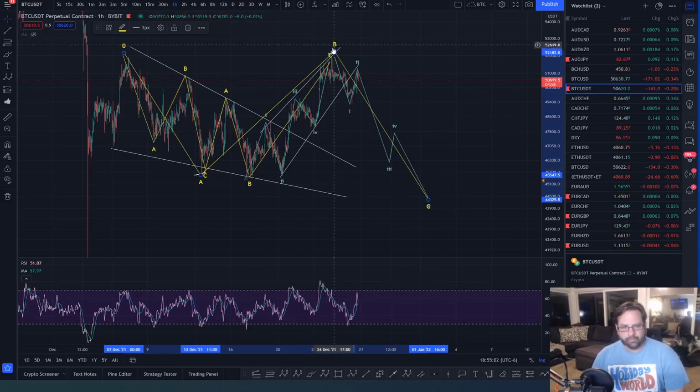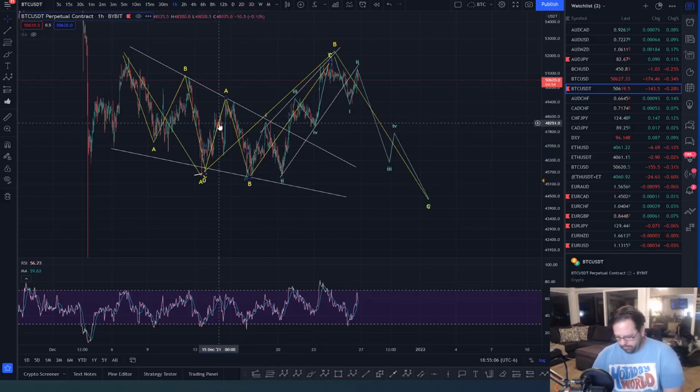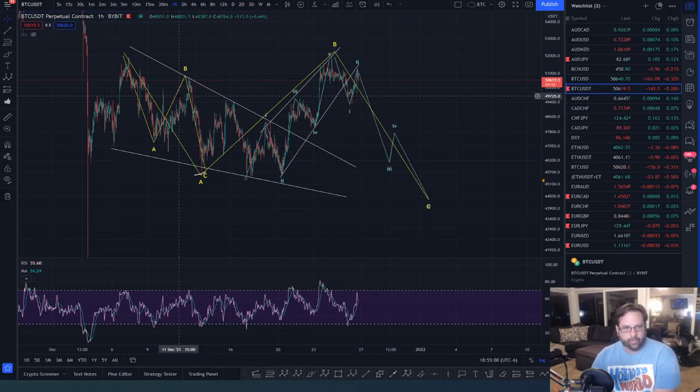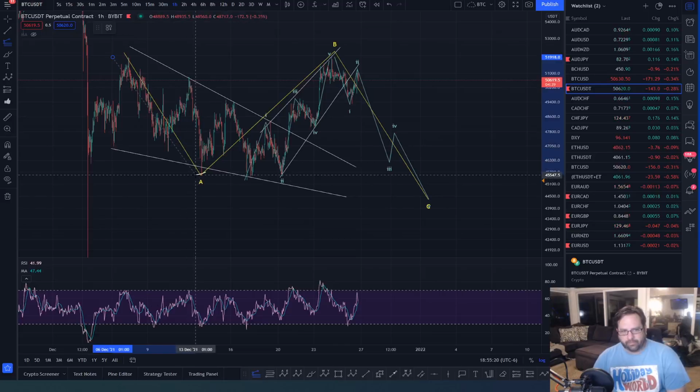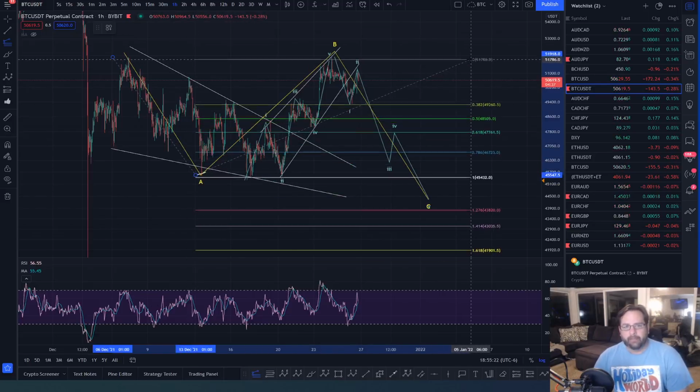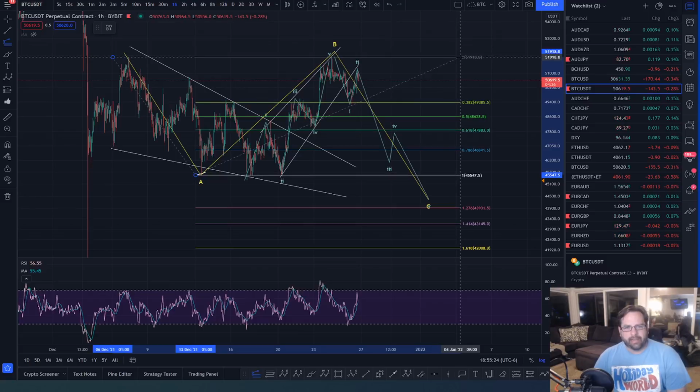Okay, this impulse was the C wave of this larger ABC. If I remove all this noise from the count, we just get a basic ABC, and we're looking for 5 waves to the downside. Pulling the fibs on that to get a target, if this is a correct count. I don't know if it's right, guys. It's just an idea to think about as an Elliott wave trader.